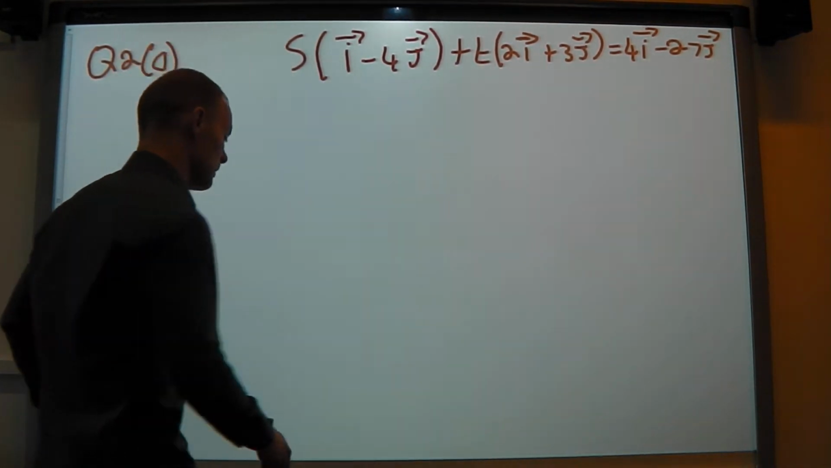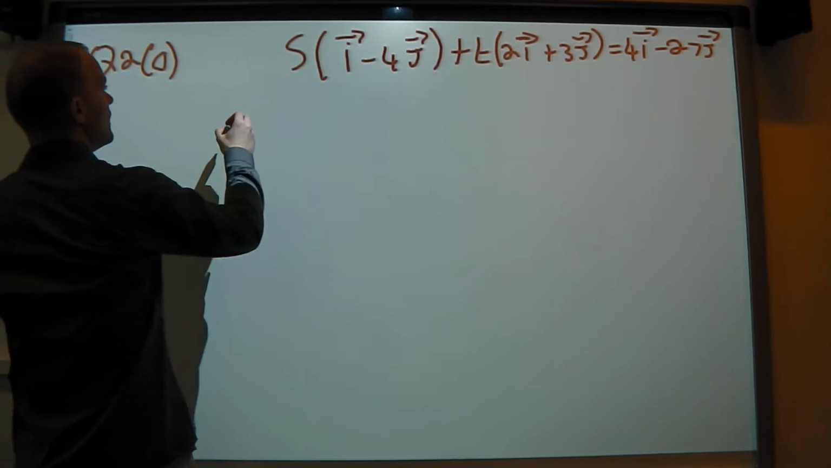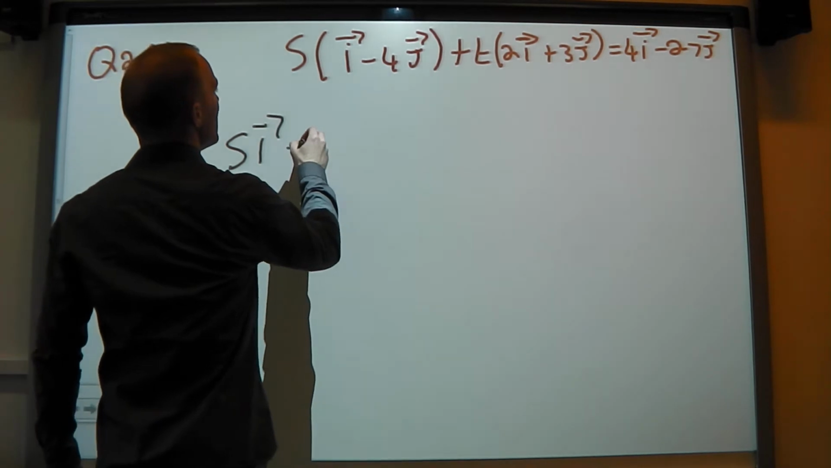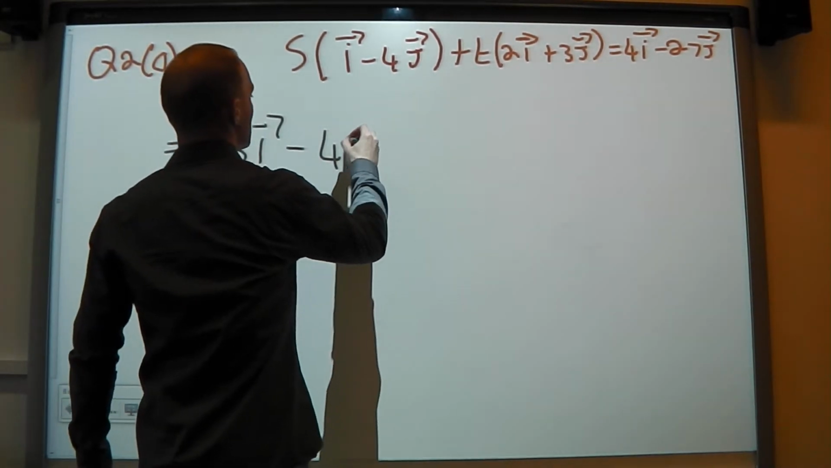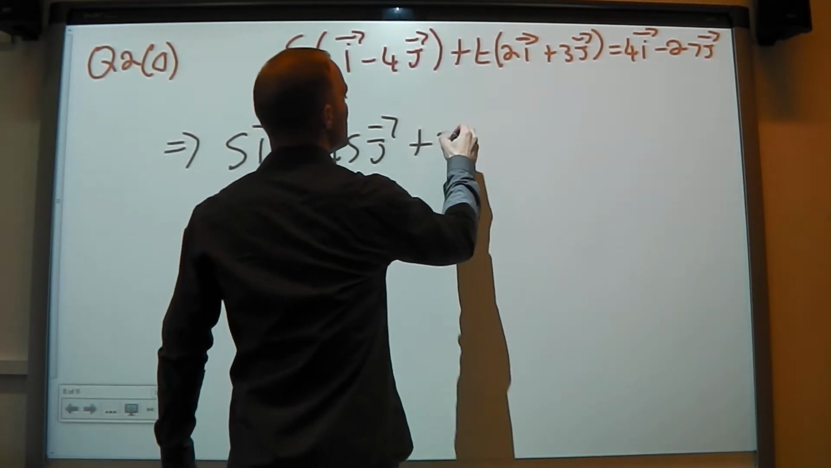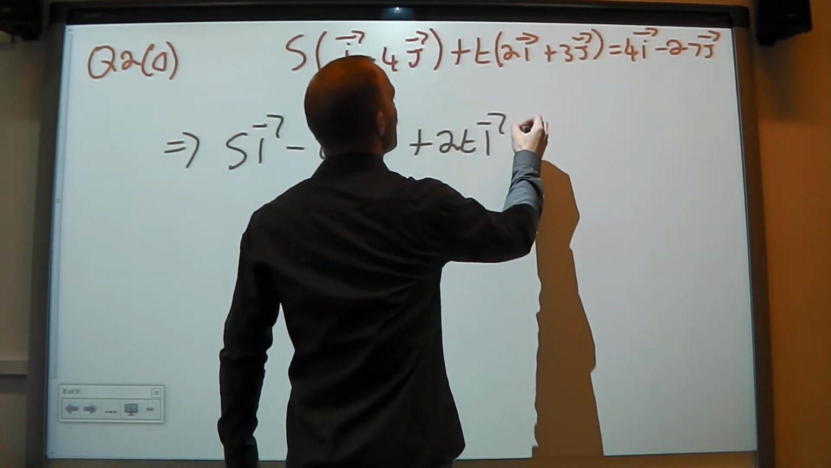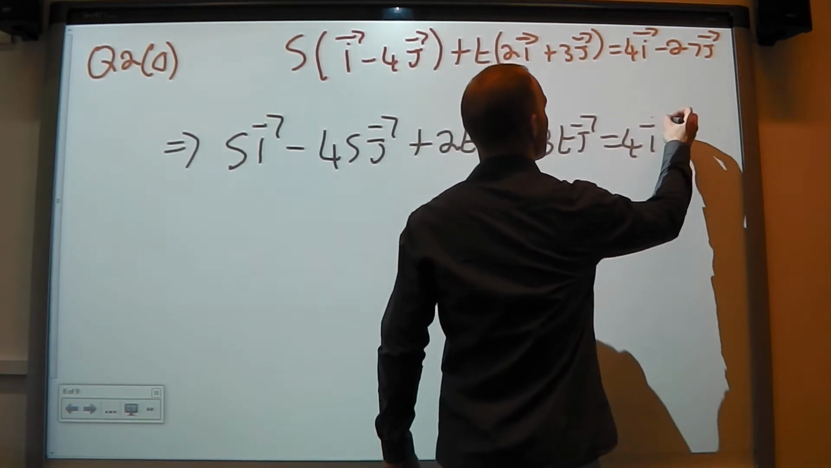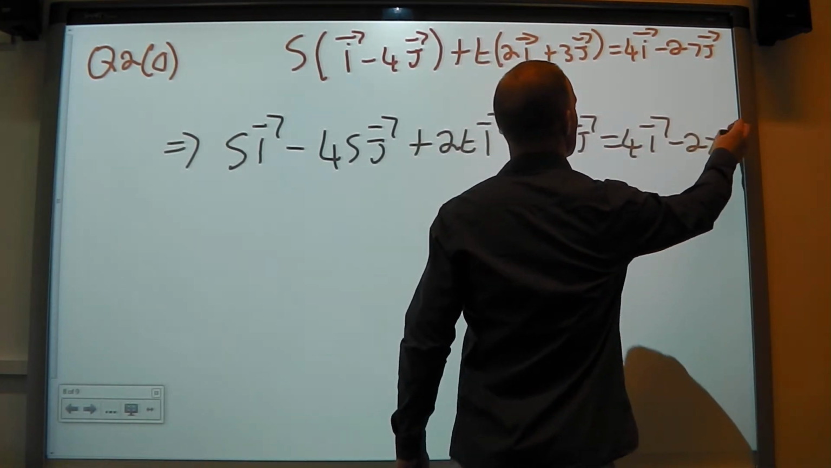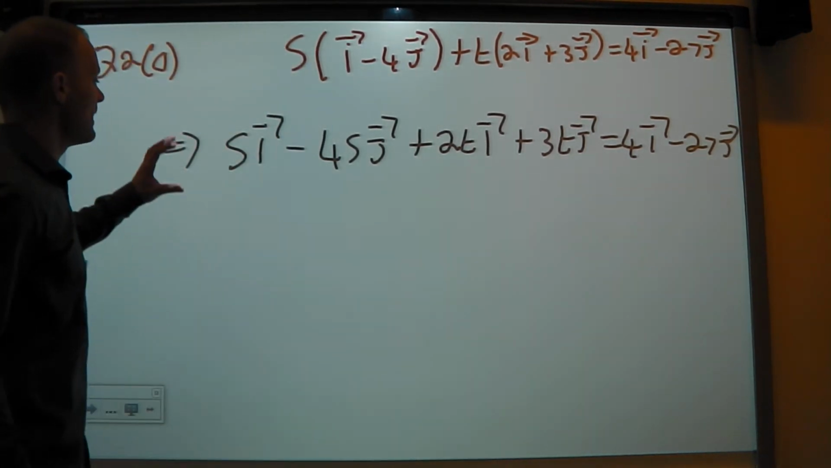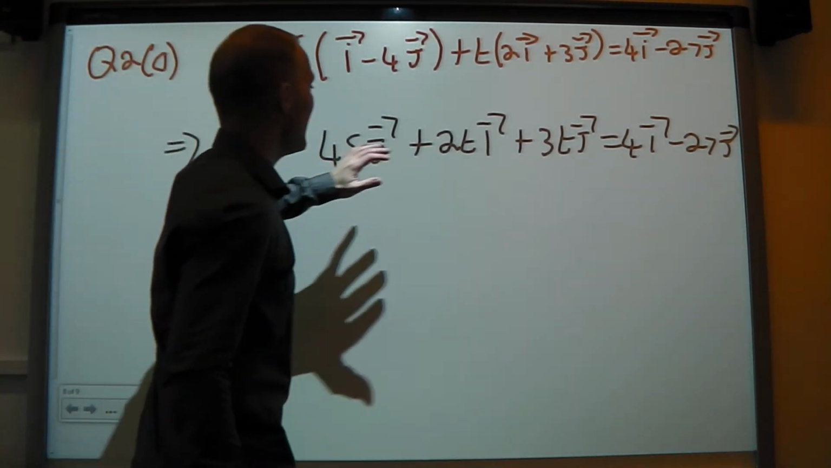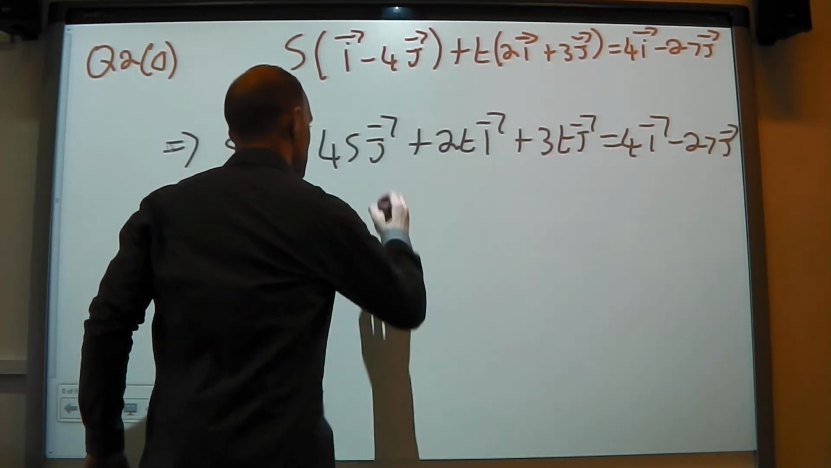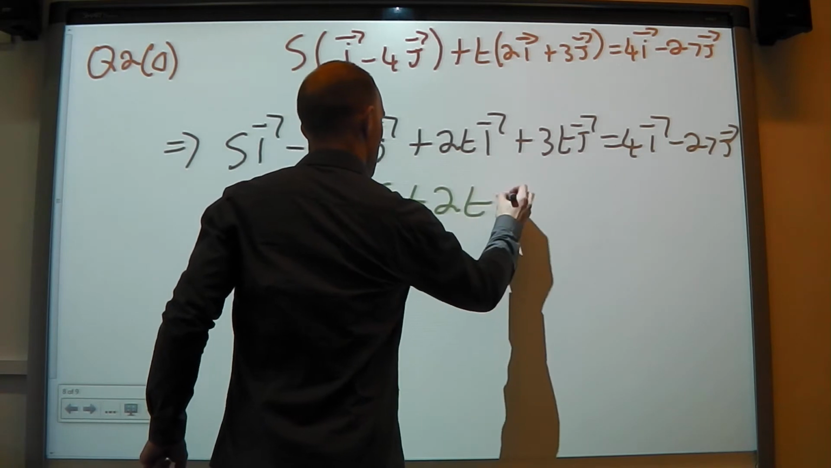So what we do here first is just multiply this out. That implies s times the i vector minus 4s times the j vector plus 2t times the i vector plus 3t times the j vector is equal to 4i minus 27 times the j vector. Okay, so now we want to equate our terms. So we know s plus 2t is equal to 4, because the coefficients are going to equal up.